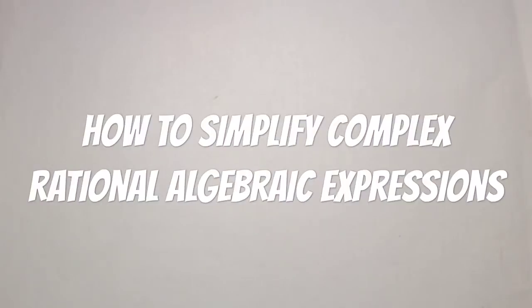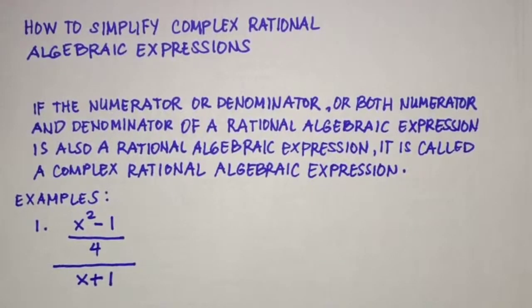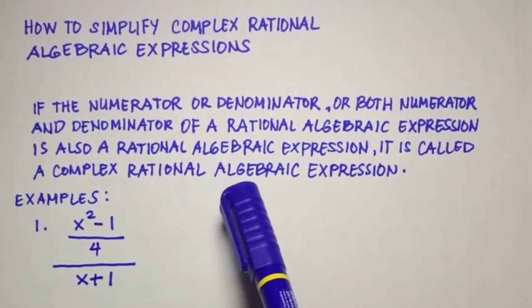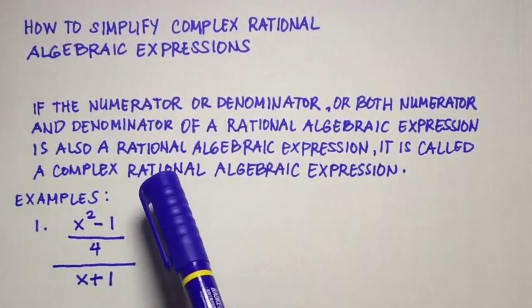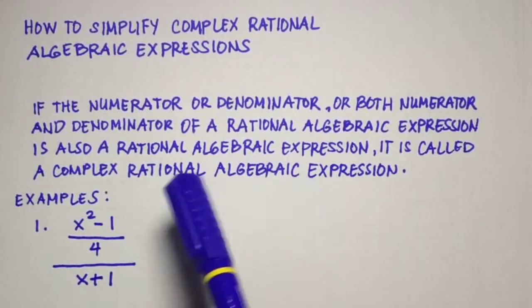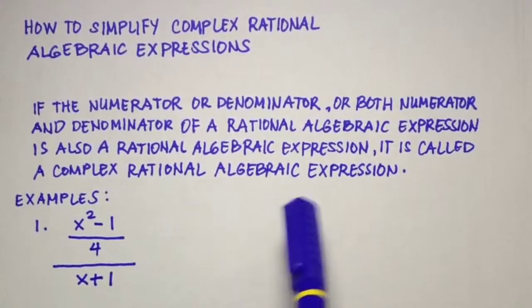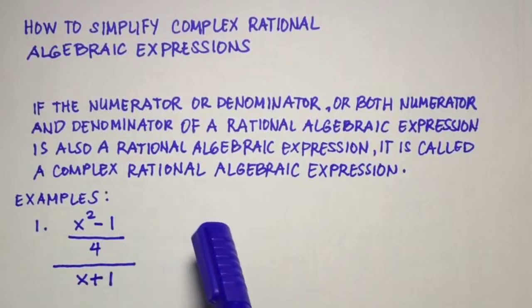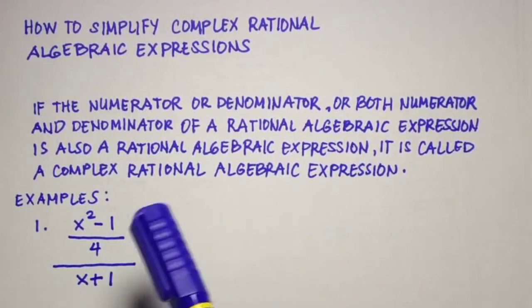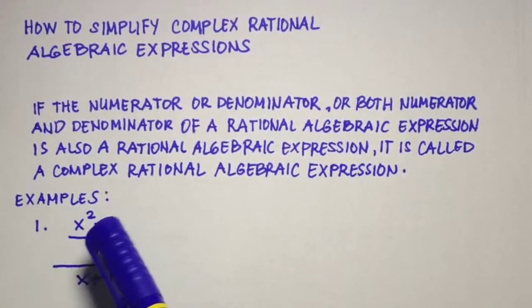For today, I am going to discuss how to simplify complex rational algebraic expressions. If the numerator or denominator or both numerator and denominator of a rational algebraic expression is also a rational algebraic expression, it is called a complex rational algebraic expression. So, I have here an example.